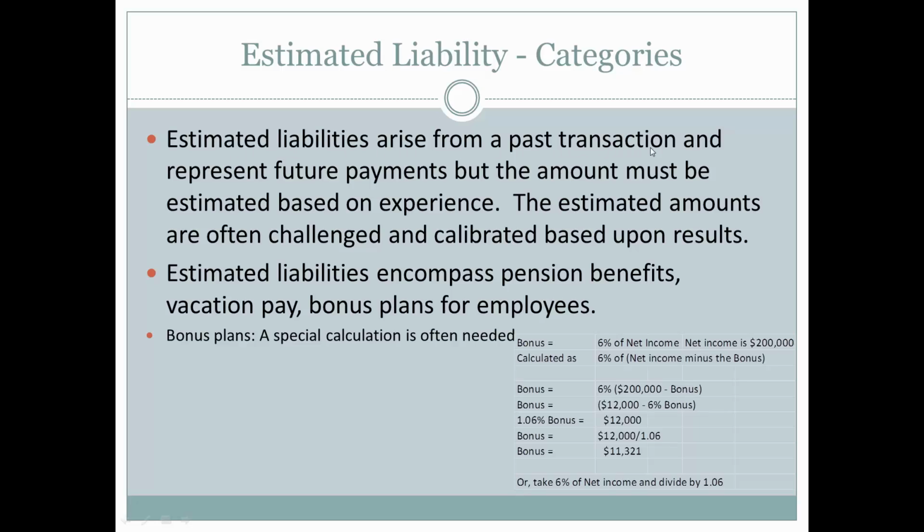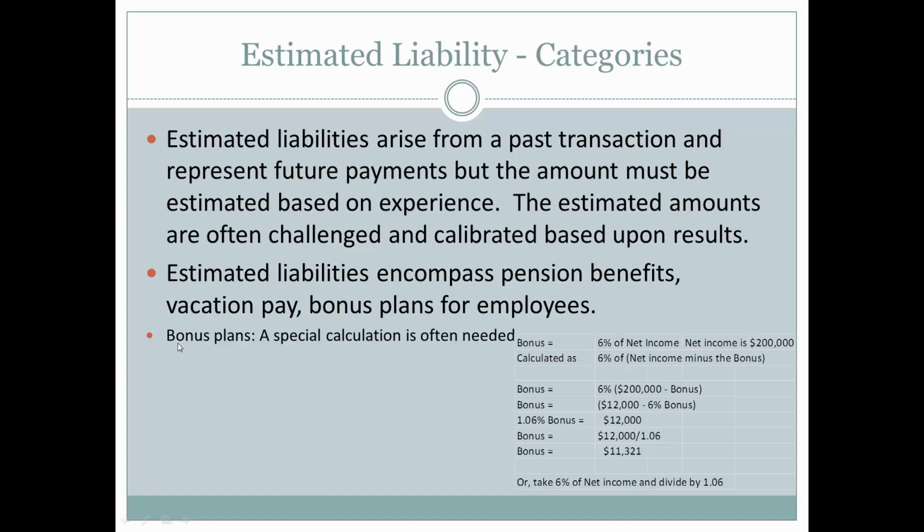These arise from a past transaction and represent future payments, but the amount must be estimated based upon experience. The estimated amount is often challenged throughout the year to make certain that they have the correct amount estimated, and then they're calibrated. They can go up or down based upon the results. Estimated liabilities encompass things such as pension benefits, vacation pay, and bonus plans for employees.